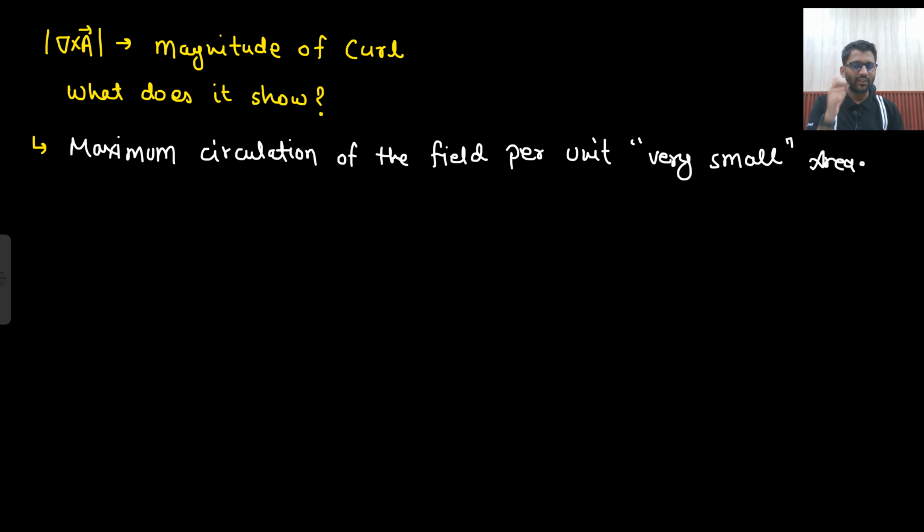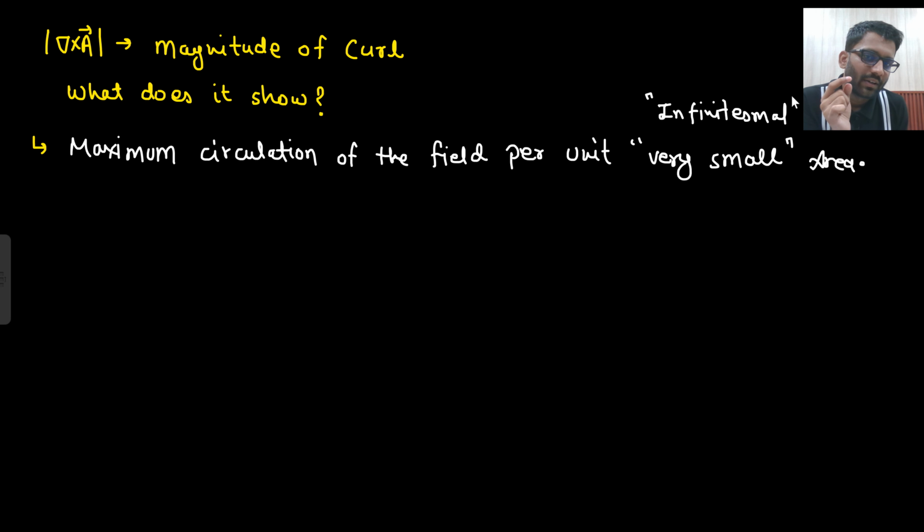Maximum circulation of a vector field per unit very small area. Divergence was what? Flux per unit very small volume. This very small is known as infinitesimal. In some books you can find this thing written as infinitesimal.